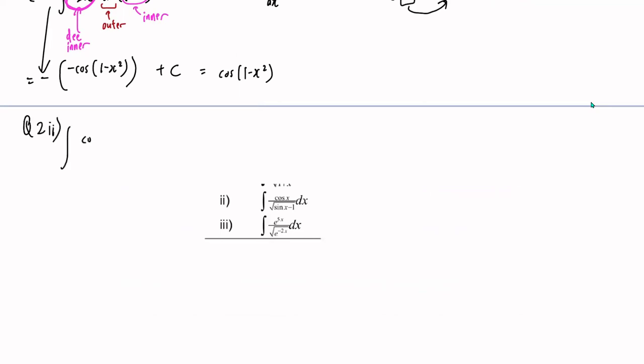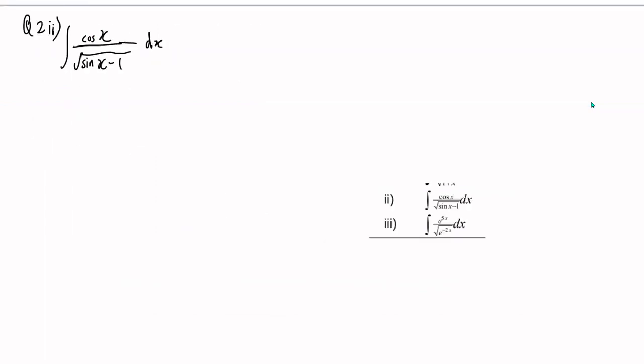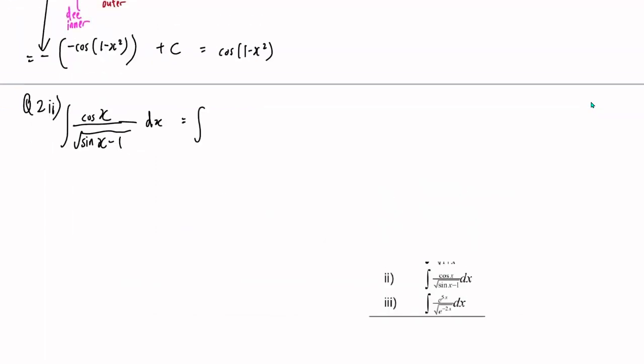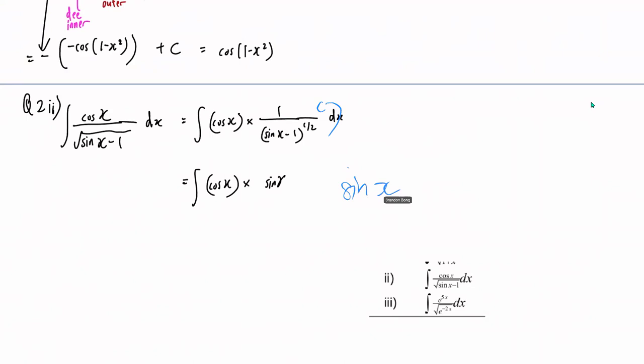Okay, so question 2, part 2, we have cosine x on top, then square root of sine x minus 1. Usually the culprit is always the square root. When you see a square root, you will need to involve this method. So let's take a look. What's the trick? Rewrite this as cosine x multiplied by 1 over sine x minus 1 to the power of half. And then you bring it up, so it becomes sine x minus 1 to the power of negative half, because you flip it.